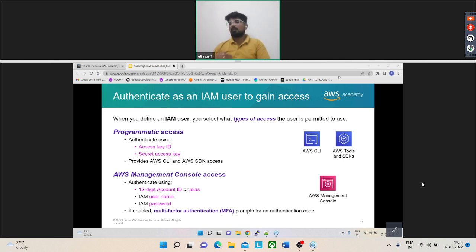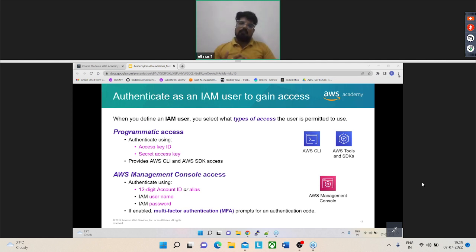Suppose Sonia is working as a developer and Nitin is working as a server administrator. I don't want to give them console access. So I've only provided them programmatic access, and they can access my AWS account using the CLI. Nitin can access the AWS CLI using the access key ID and secret access key. In the same way, Sonia, as a developer, can use it through the AWS SDK. So programmatic access is only provided when you want to access your AWS platform through CLI and SDK.